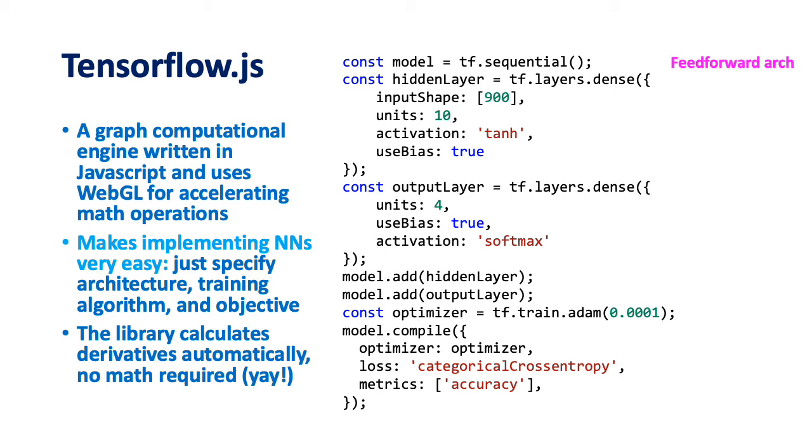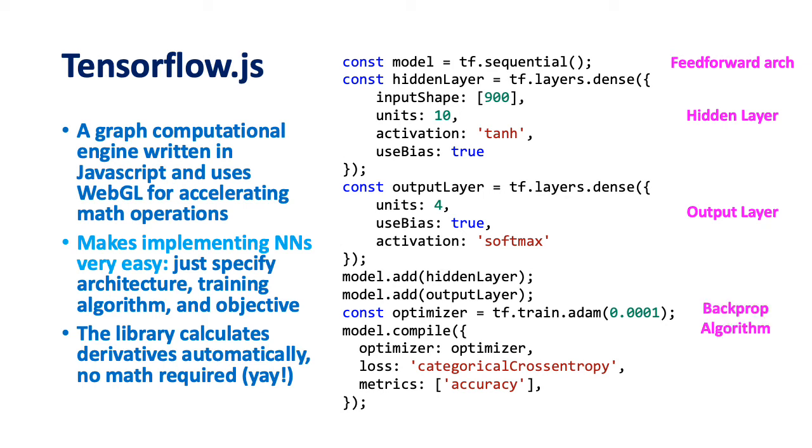First, we define that we will be using a feed-forward neural network architecture, meaning that it has stacked layers, one layer after the other. This is the simplest, most common form of neural network. Then we will define the type of the hidden layer. The hidden layer has 900 inputs, it has 10 units, and the activation function is tanh, and we will be using the bias terms. Then we define the output layer, which has 4 units and also uses a softmax activation function.